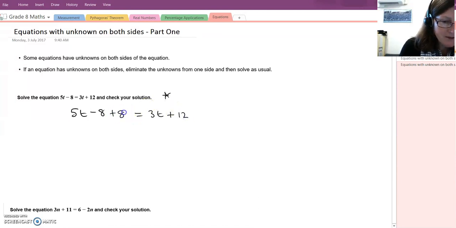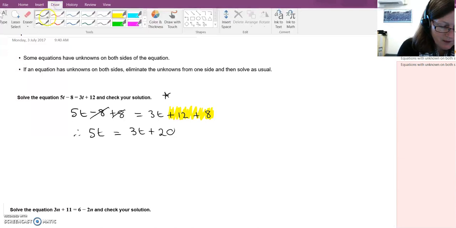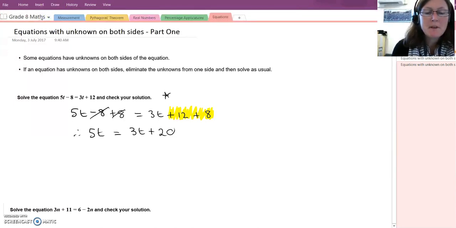To eliminate the 8, I add 8 to this side. That leaves me on the left hand side 5t, and on the right hand side 3t plus 20, because what I've done on the right hand side is combine those like terms. Both of those terms have no pronumeral, so they are like terms. That first step is nothing new really from the past videos.